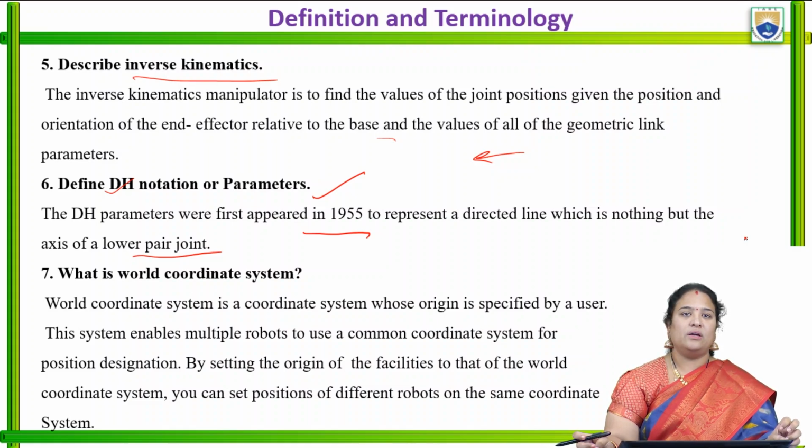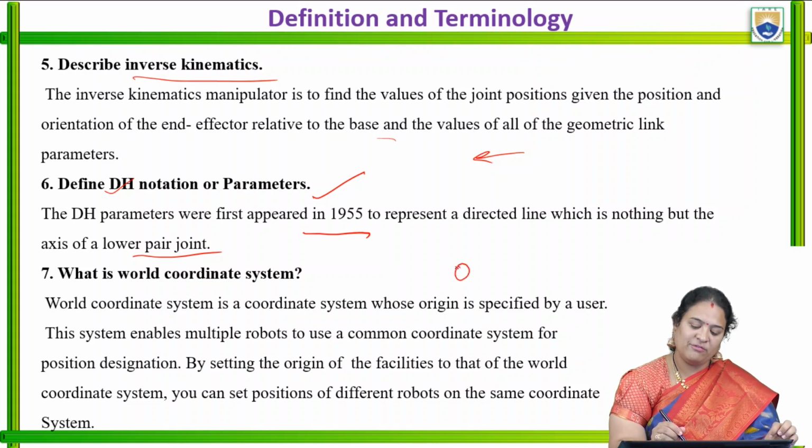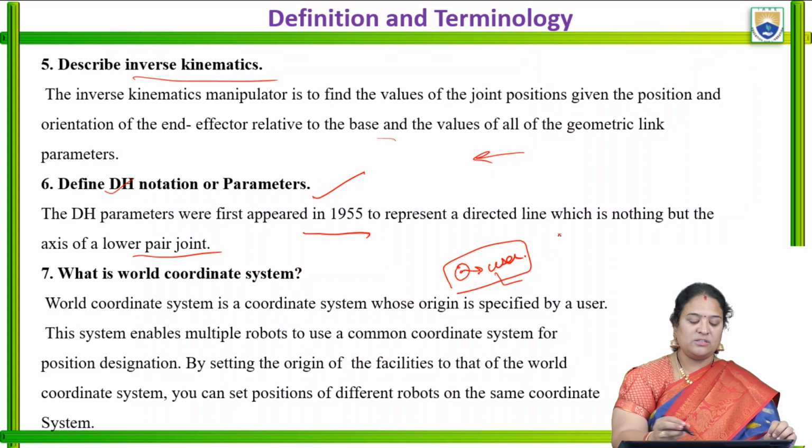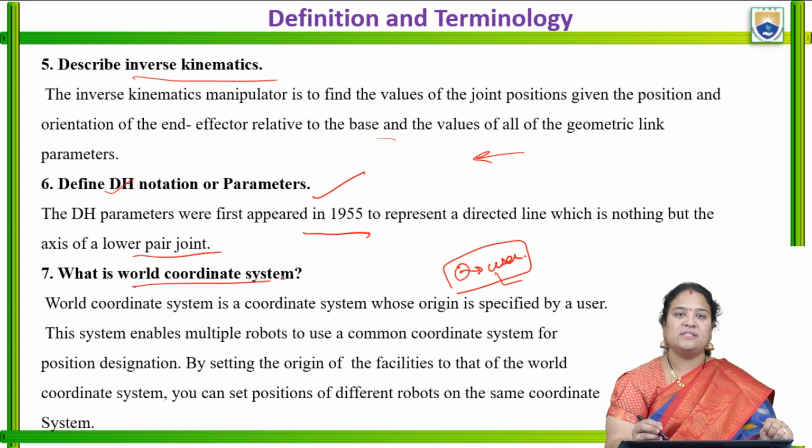Next, moving on to the next question. What is the world coordinate system? The world coordinate system is nothing but the coordinate system whose origin is specified by a user. Any particular origin which is specified by a certain user is known as the world coordinate system.